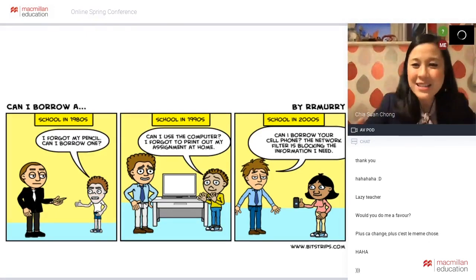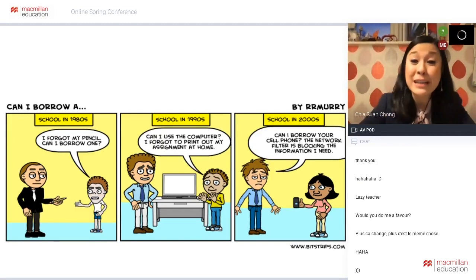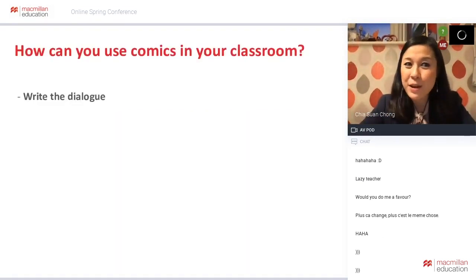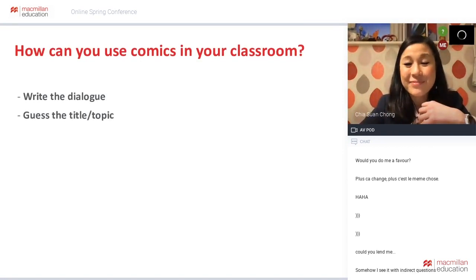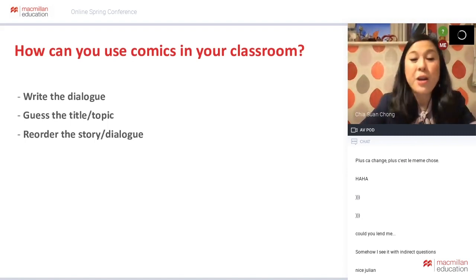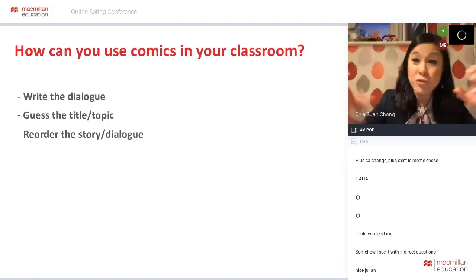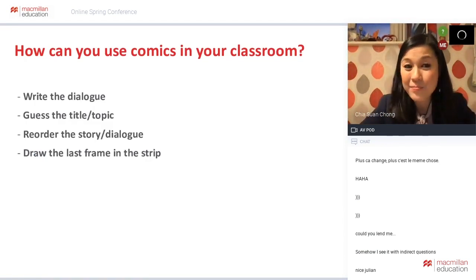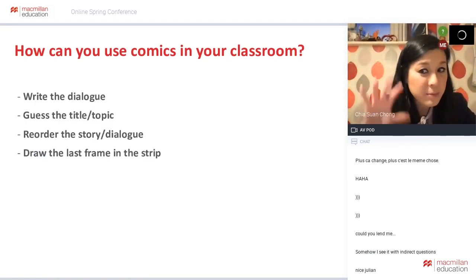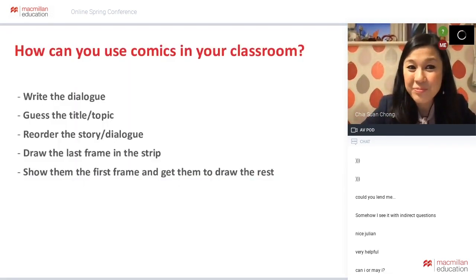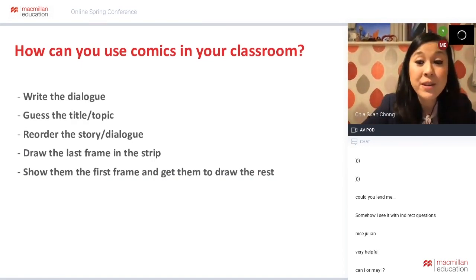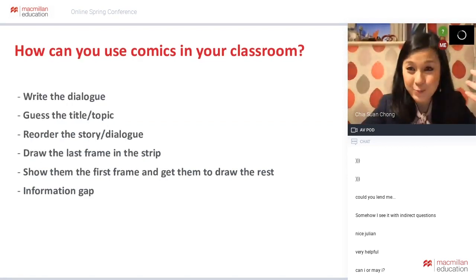I block things out. I get people to guess and predict what is being said in each part of the comic strip. You get students to write the dialogue. Guess the title, like what you did. Reorder the story. Get the comic strip, cut it out, get them to reorder it or reorder the dialogue. Draw the last frame, so you hide that last frame and get students to draw it in. Or if you want something really challenging, show them the first frame, get them to draw the rest of it.